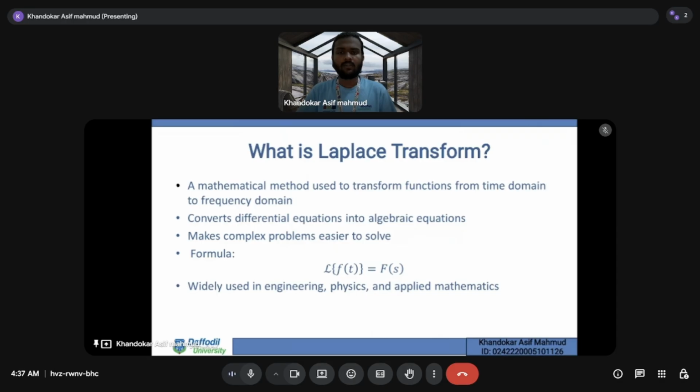Now, what is Laplace transform? Laplace transform is a mathematical method used to transform functions from time domain to frequency domain. It converts differential equations into algebraic equations. It makes complex problems easier to solve. Here's its formula: Laplace of function of t is equal to function of s. It's widely used in engineering, physics, and applied mathematics.